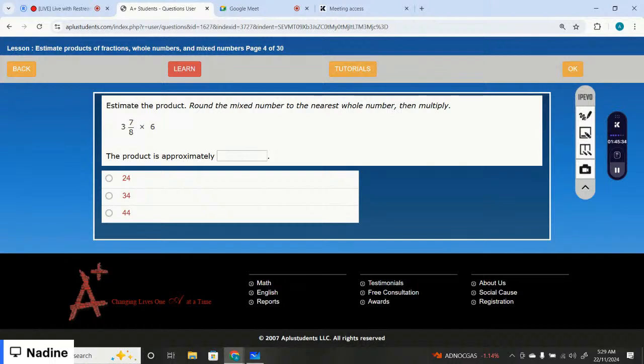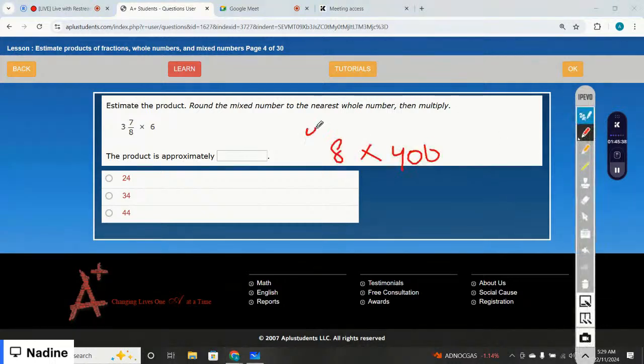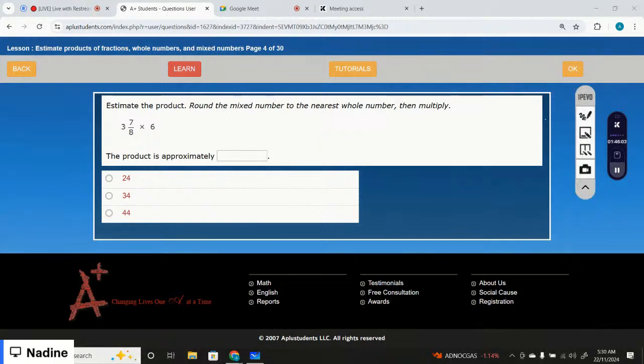Three whole 7 over 8 times 6, that is 4, and 6 is rounded off to 10. 24, you have to round it to 6. Option number 1 is the correct option.